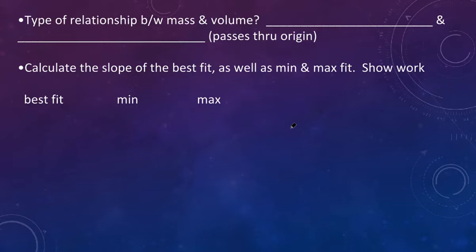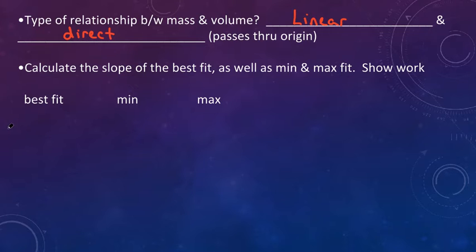So first of all, what type of relationship? Okay, notice that we have a line, so we're dealing with a linear relationship. But because it also passes through the origin, we can also say that this is a direct relationship. So something that is linear and direct is not only a line, but also goes through the origin. Now, your numbers may be slightly different. No two people are going to draw the same best fit.